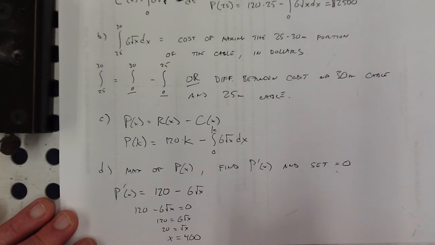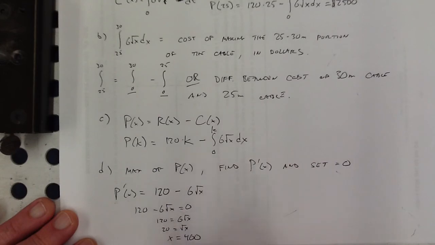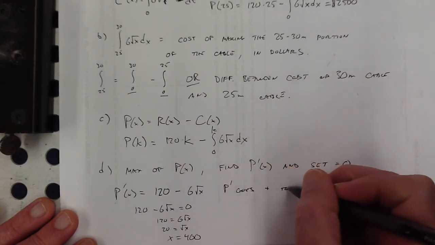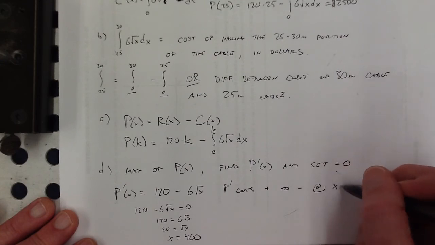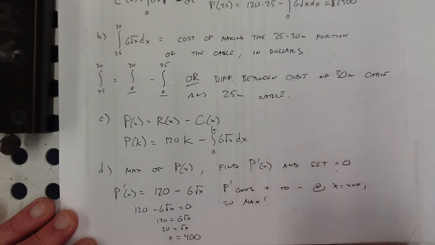I just want to make sure that this is in fact a maximum. Does this derivative change from positive to negative at 400? So when you plug in something below 400, like 0, then sure enough that's positive. And if you plug in something above 400, like, I don't know, what's another nice square, 1,000, let's say, then that'd be 120 minus 600. That's definitely negative. So p prime goes from positive to negative at x equals 400. So that is a maximum, which is what we're looking for.